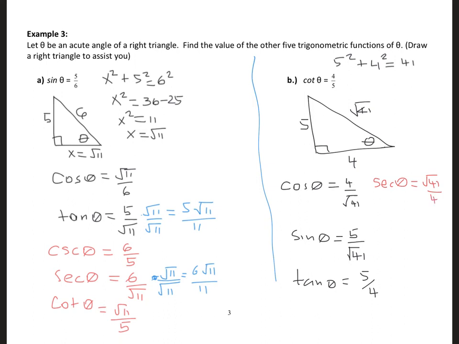This one is cosecant of theta. It's just the reciprocal, square root of 41 over 5, and the cotangent is already given. Remember, when you go to higher classes like calculus, you will see that rationalization is not very important, so I'm not going to rationalize those ones.